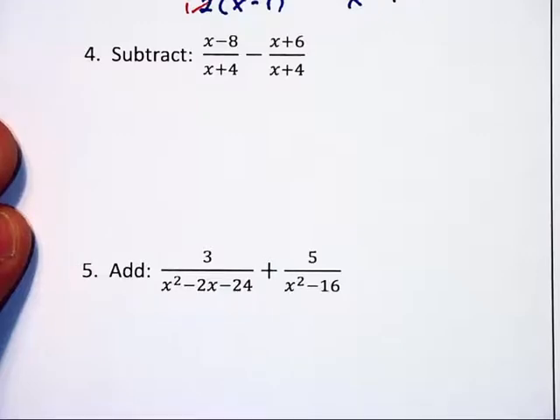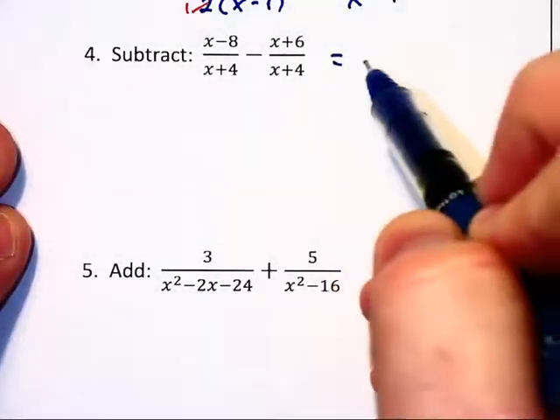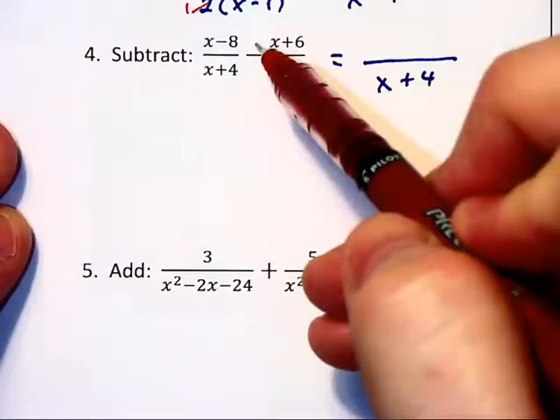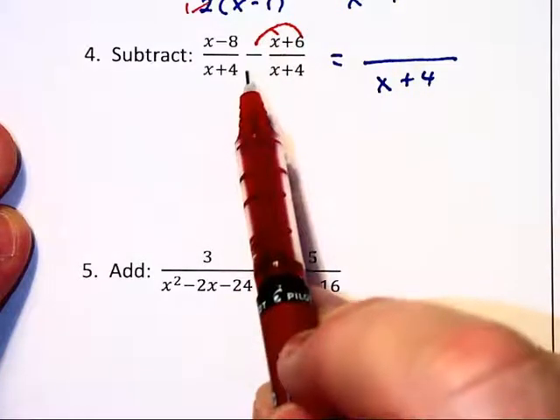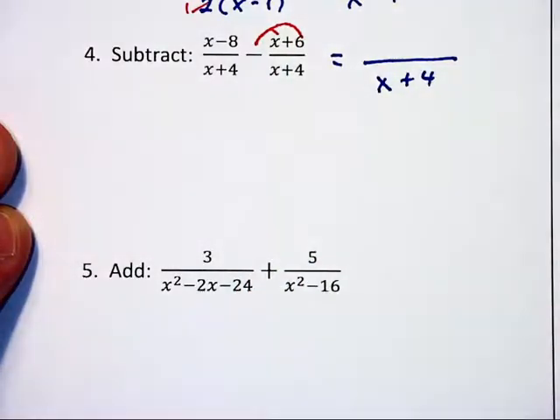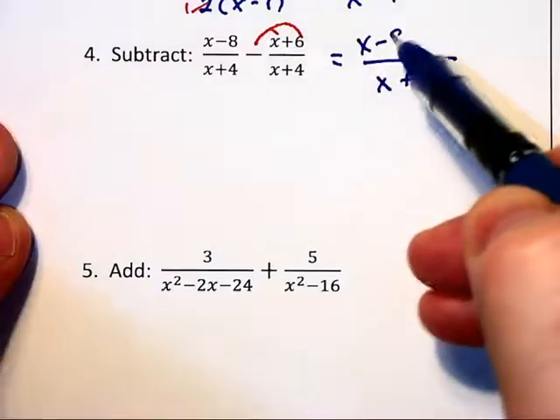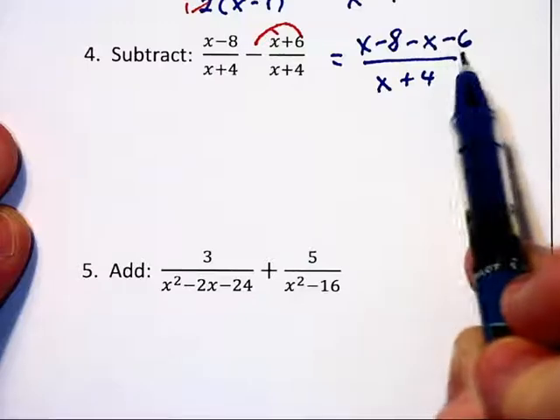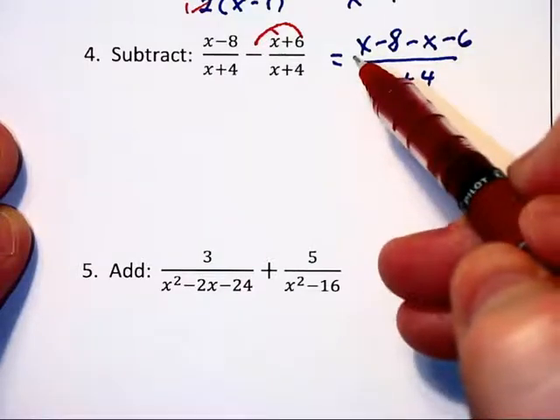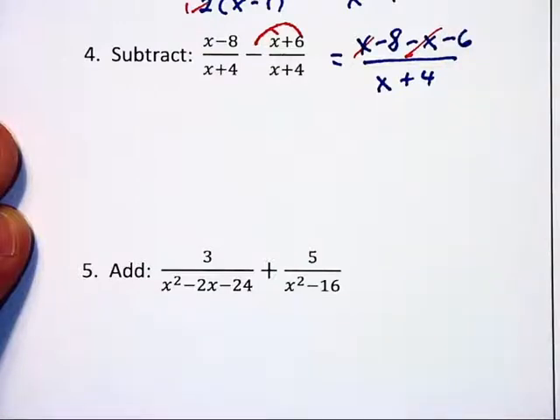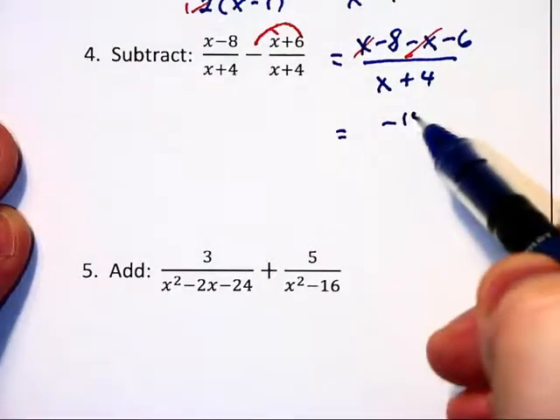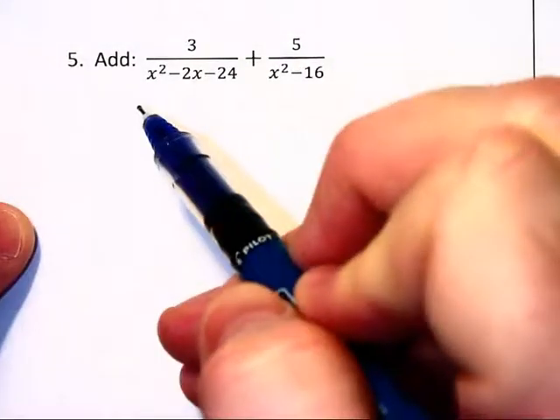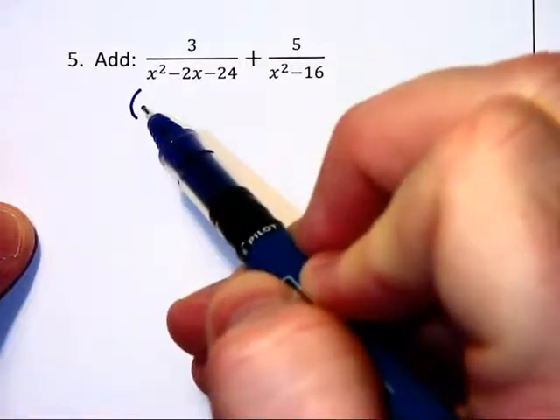I include this next problem in our review even though there's a common denominator of x plus 4, because I want to remind you that we need to distribute the negative anytime we are subtracting. We need to be very careful of this. We will have x minus 8 minus x minus 6. That's where we have the trouble with that minus 6. In the numerator, these x's will just cancel each other out, and we will be left with negative 14 over x plus 4.